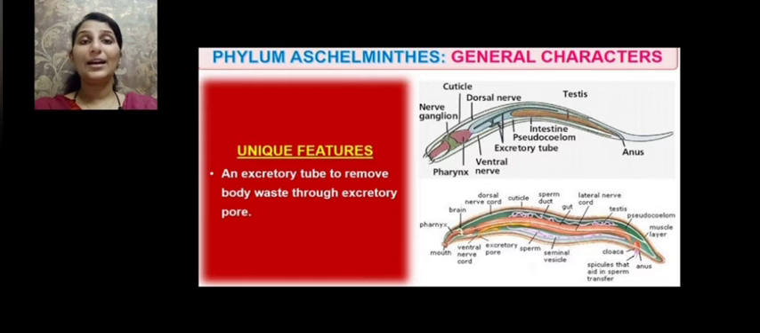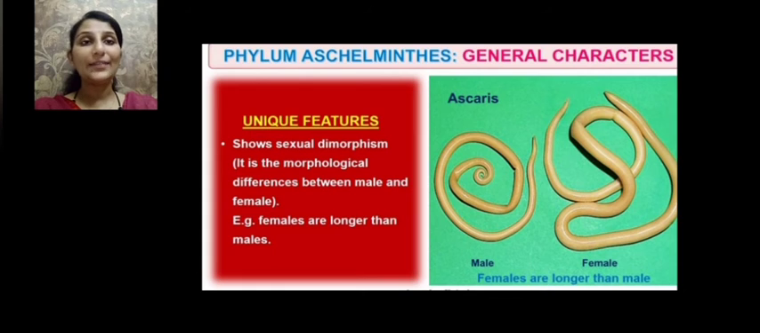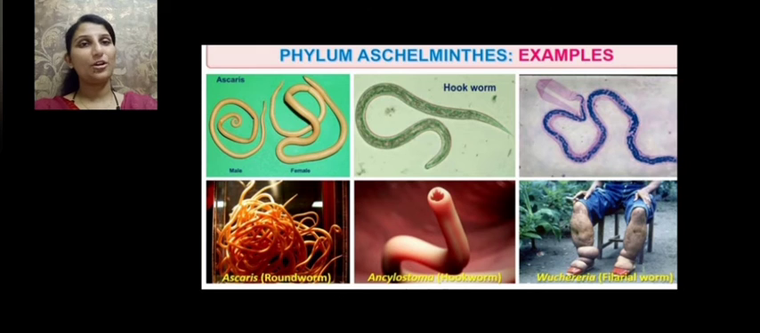And another important feature is an excretory tube to remove body waste through an excretory pore. You can see the excretory pore. As I told, it is a complete digestive system. And there is an excretory tube with an excretory pore. And another unique feature is they show sexual dimorphism. That means they can be morphologically differentiated into male and female by the external appearance. Females are also longer than the males. That means they can be differentiated from the external appearance, and that is the property called sexual dimorphism.